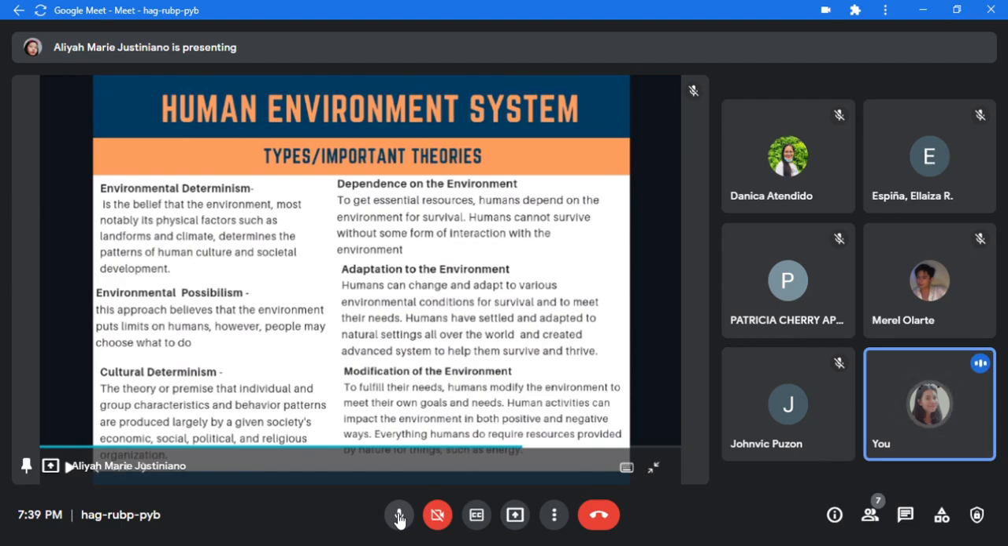Sa modification of the environment naman, minamodify ng mga humans ang environment para na din sa goals and needs nila. Parang iniiba nila, meron siyang positive and negative way or approach dahil minomodify ng human. Hindi natin alam if yung pagmamodify ng human is nakakapag-benefit din ba siya sa nature or sa environment or sa human lang siya nakakapag-benefit.